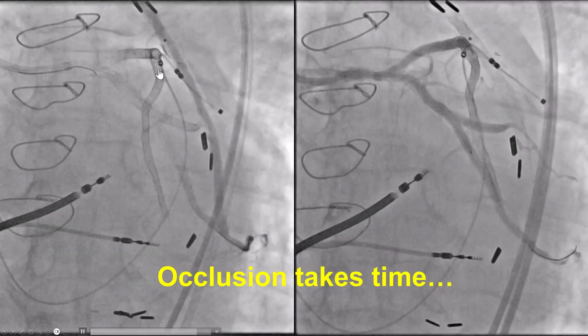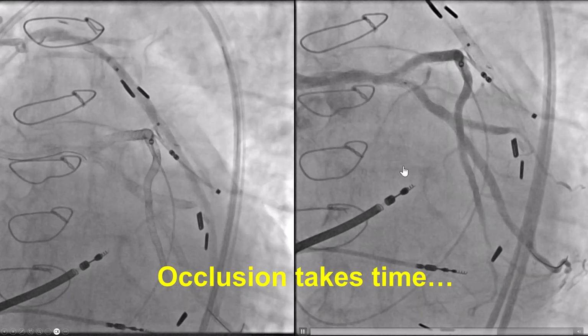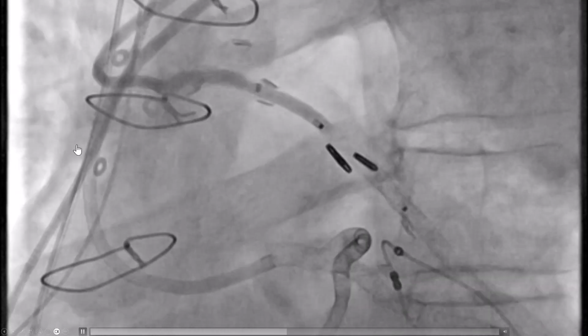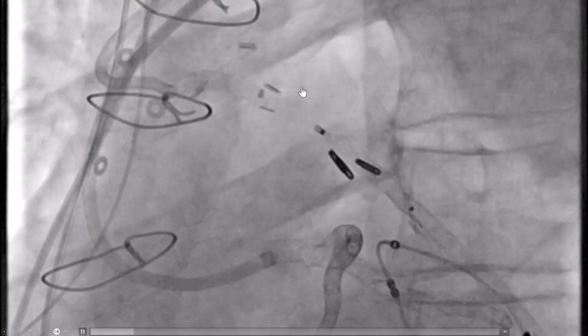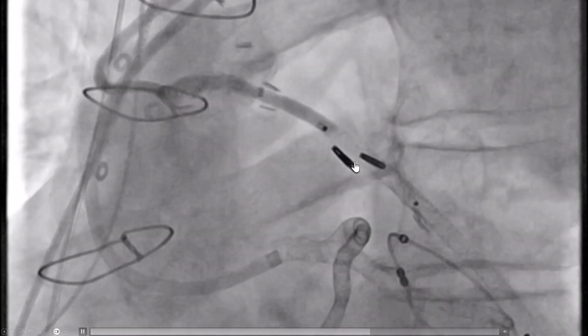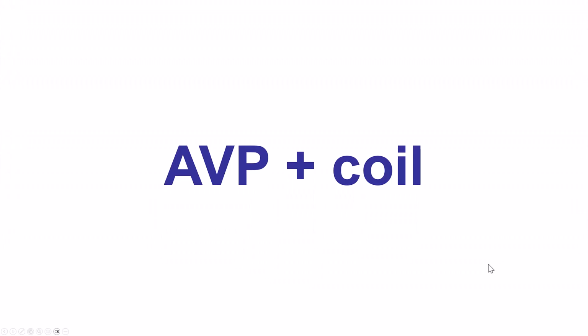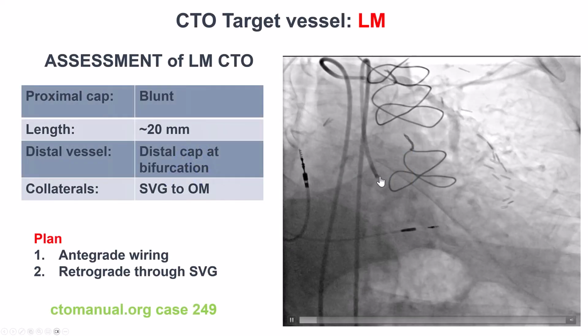Sometimes, similar to the coils, the occlusion may not happen immediately. It may take a few minutes, but eventually it is successful. So this is after a few minutes. Now we do have successful occlusion of the vessel. Sometimes, if we have too brisk flow, despite using the vascular plug, then one can use coils as well.